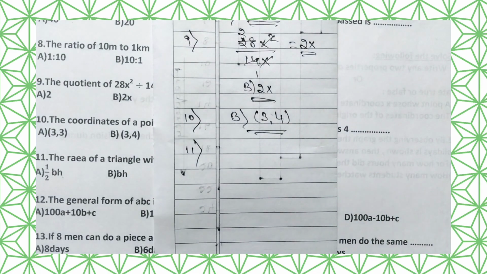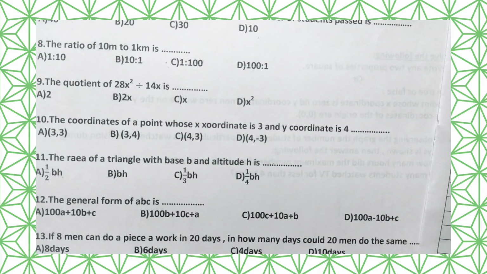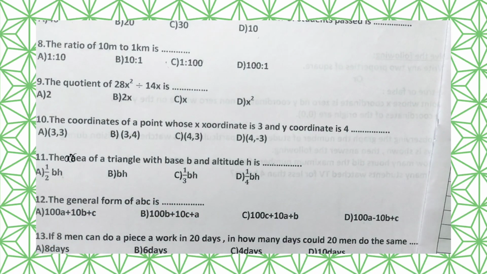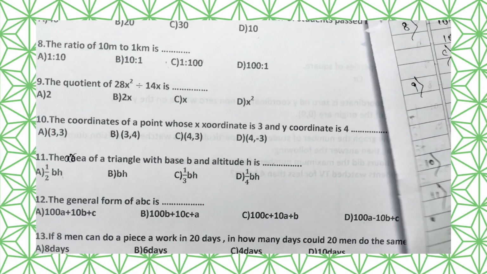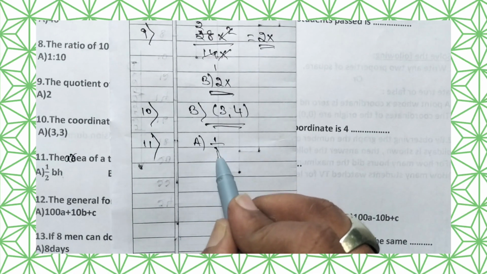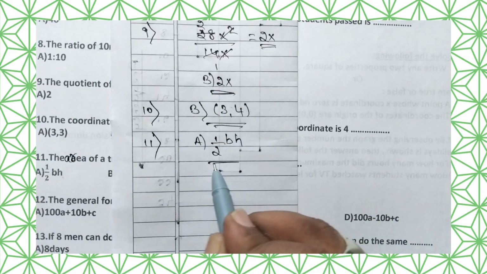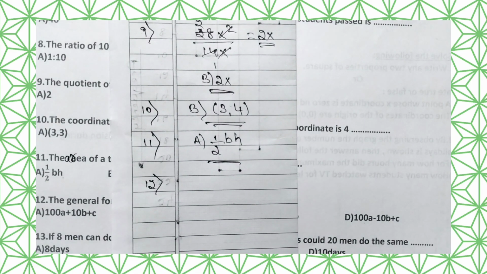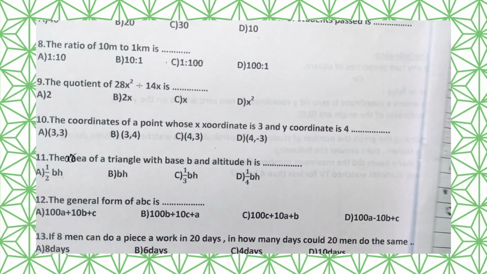Now let us move to the 11th question. The area of the triangle of base b and altitude h is dash. So the right answer is half into base into height. The area of the triangle is given by the formula, option A, half into base into height. So for the 11th question, option A, half into base into height is the right answer.